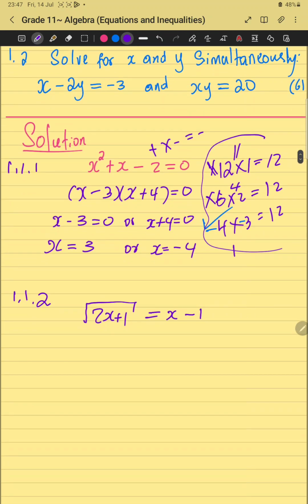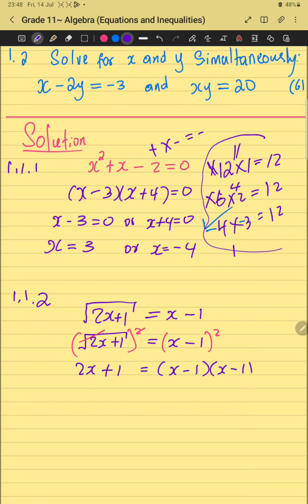What I'm going to do here, the first step is to remove the square root from the left hand side. When we remove the square root from the left hand side, we're going to just multiply by 2, knowing that this 2 will nullify this, and then we're going to end up having 2x plus 1 is equal to x minus 1 times x minus 1.